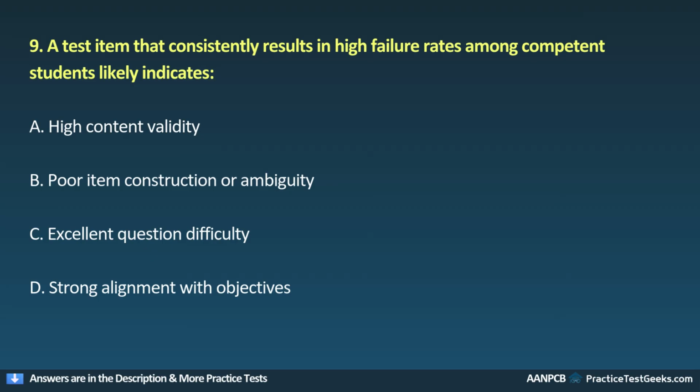9. A test item that consistently results in high failure rates among competent students likely indicates: A. High content validity. B. Poor item construction or ambiguity. C. Excellent question difficulty. D. Strong alignment with objectives.